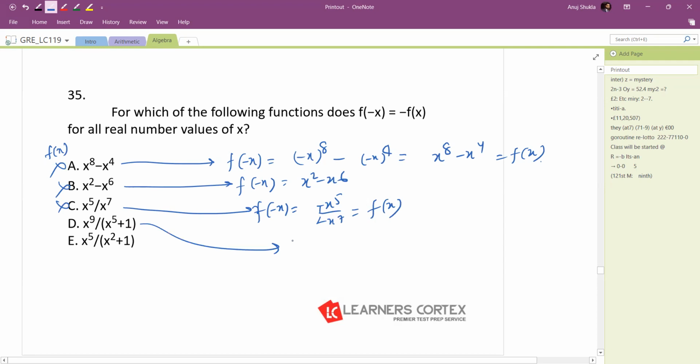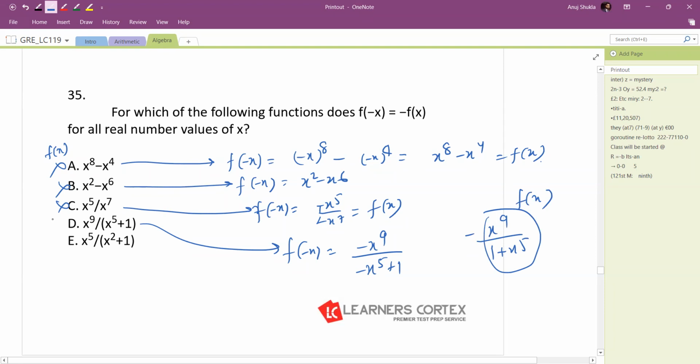x raised to power 9. So when you find f of minus x, it will be minus x raised to power 9 and minus x raised to power 5 plus 1. And actually what you need is minus of x raised to power 9 plus x raised to power 5, meaning this is f of x. You should get something like this. Are we getting like this? No. So this is not the answer. If these four are not there, the fifth one will be there. But then also we'll check f of minus x is minus of x square by 1 plus x square. If you look carefully, it is minus of f of x. So this is the answer.